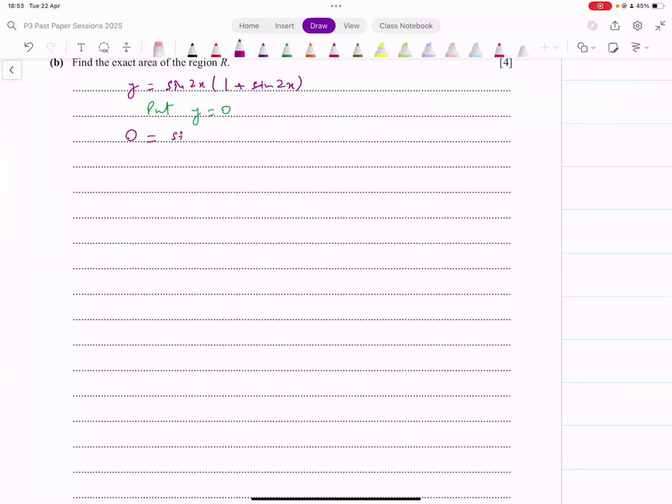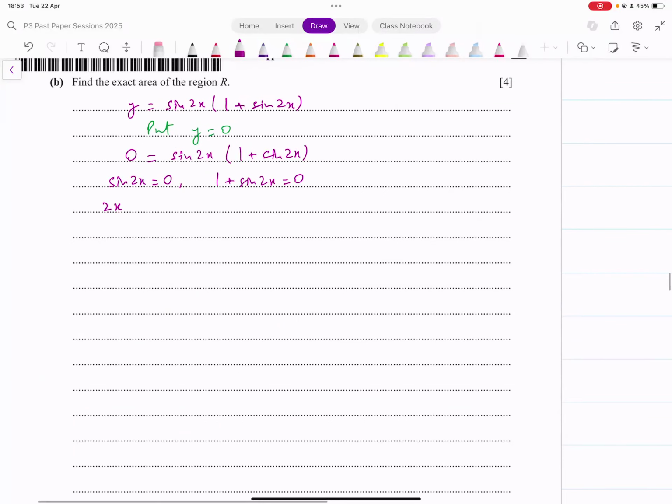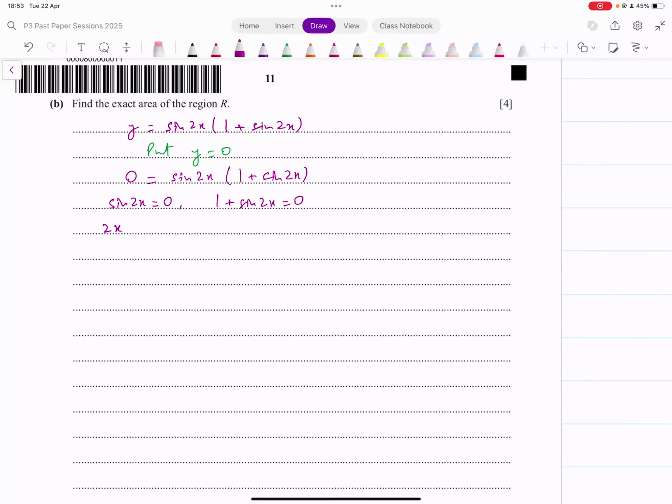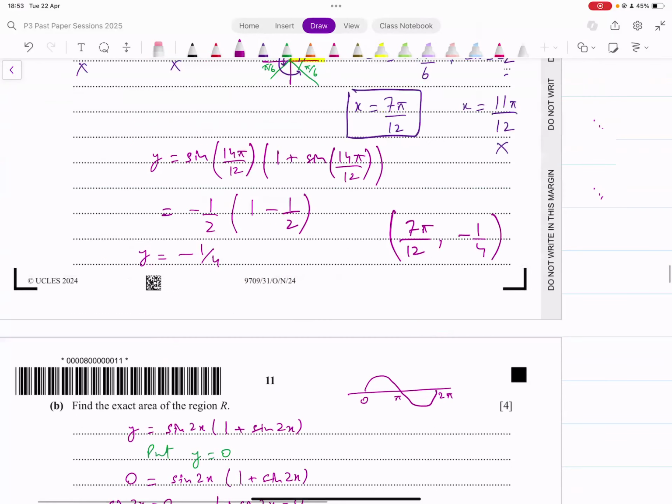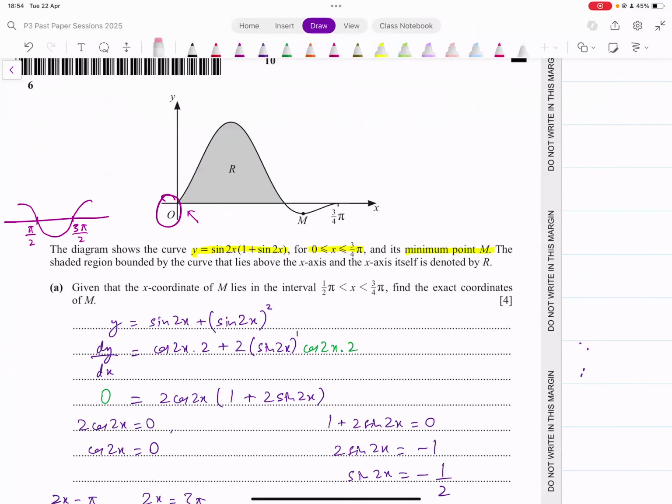0 equals sine of 2x into 1 plus sine of 2x. That means either sine 2x is equal to 0 or 1 plus sine 2x is equal to 0. What does the first one give you? When is sine 0? Sine is 0 at 0, and then at pi, and then at 2 pi, and so on. So 2x could either be equal to 0. Okay, that's one possibility. 2x could either be equal to pi, and so on. So we're getting x equal to 0. That's one x-intercept. That's this one. That's not what we need.